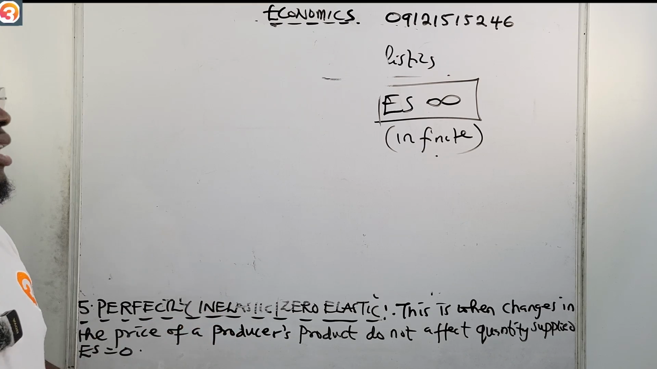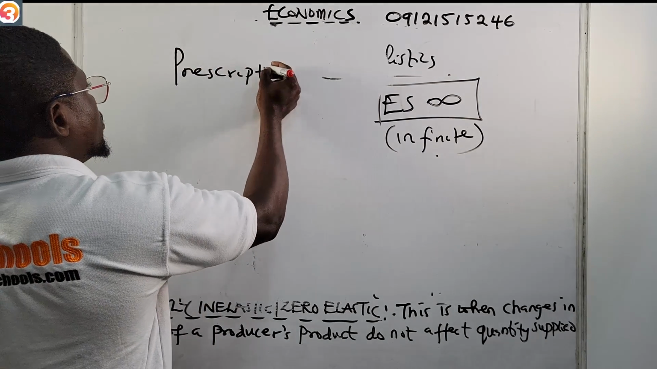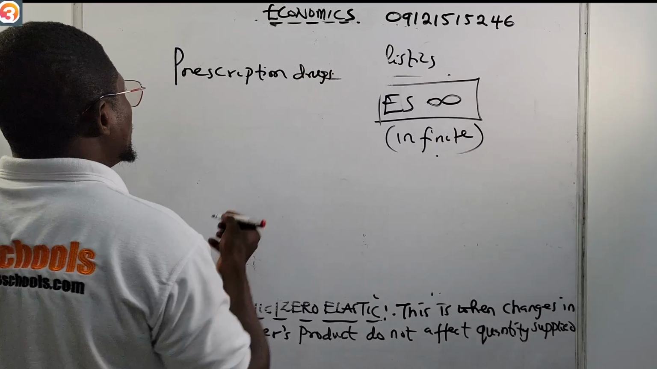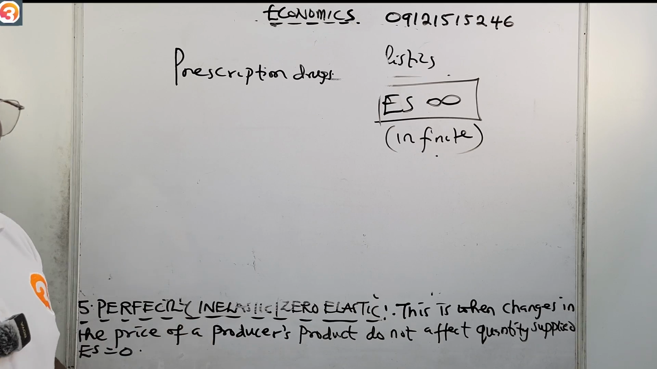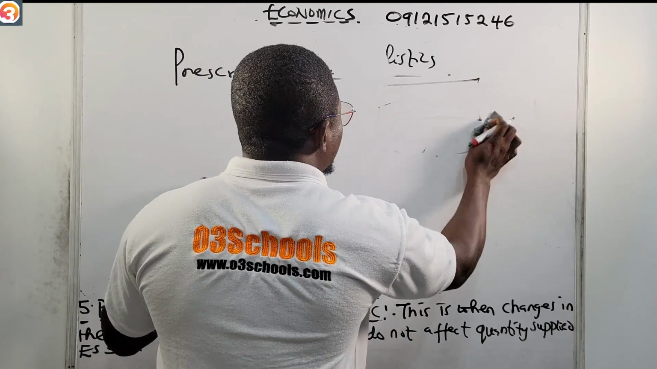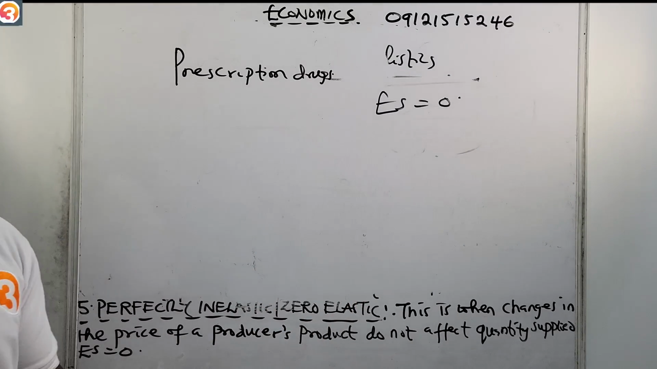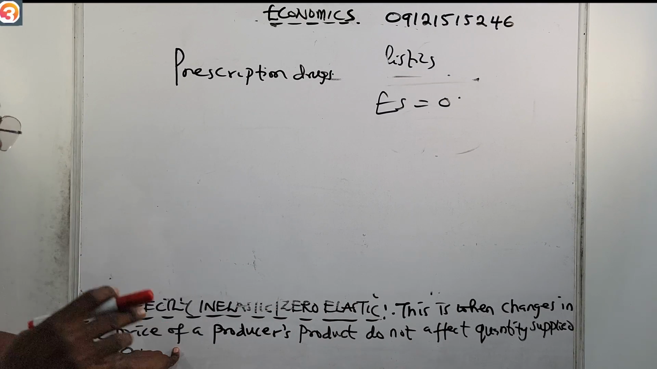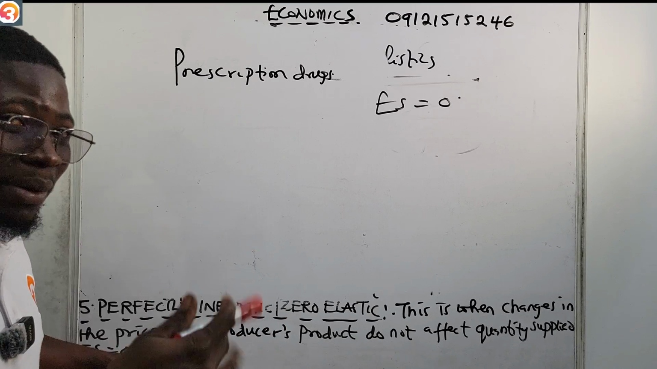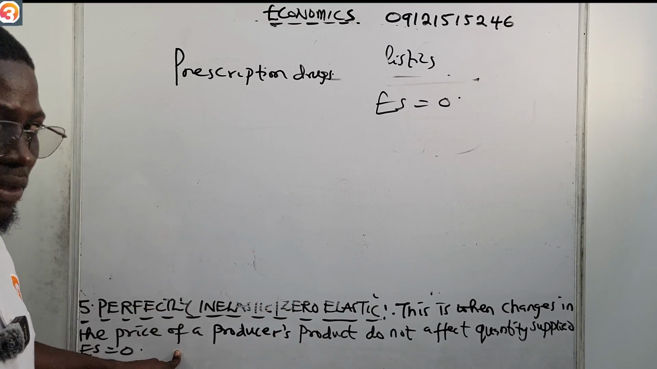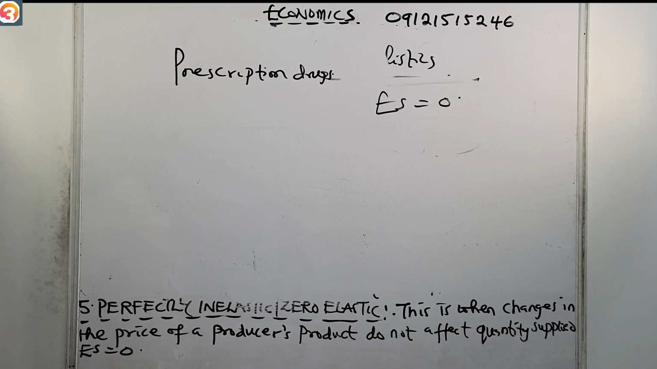Examples of these are prescription drugs. These are examples of perfectly inelastic or zero elastic supply. And here the coefficient of elasticity of supply, ES, is equal to zero. That's why it's also called zero elastic. This is when changes in the price, whether they increase price or they drop price, people will keep on getting them, and the producers will keep on producing. It does not affect the quantity that is supplied. Elasticity of supply here is equal to what?